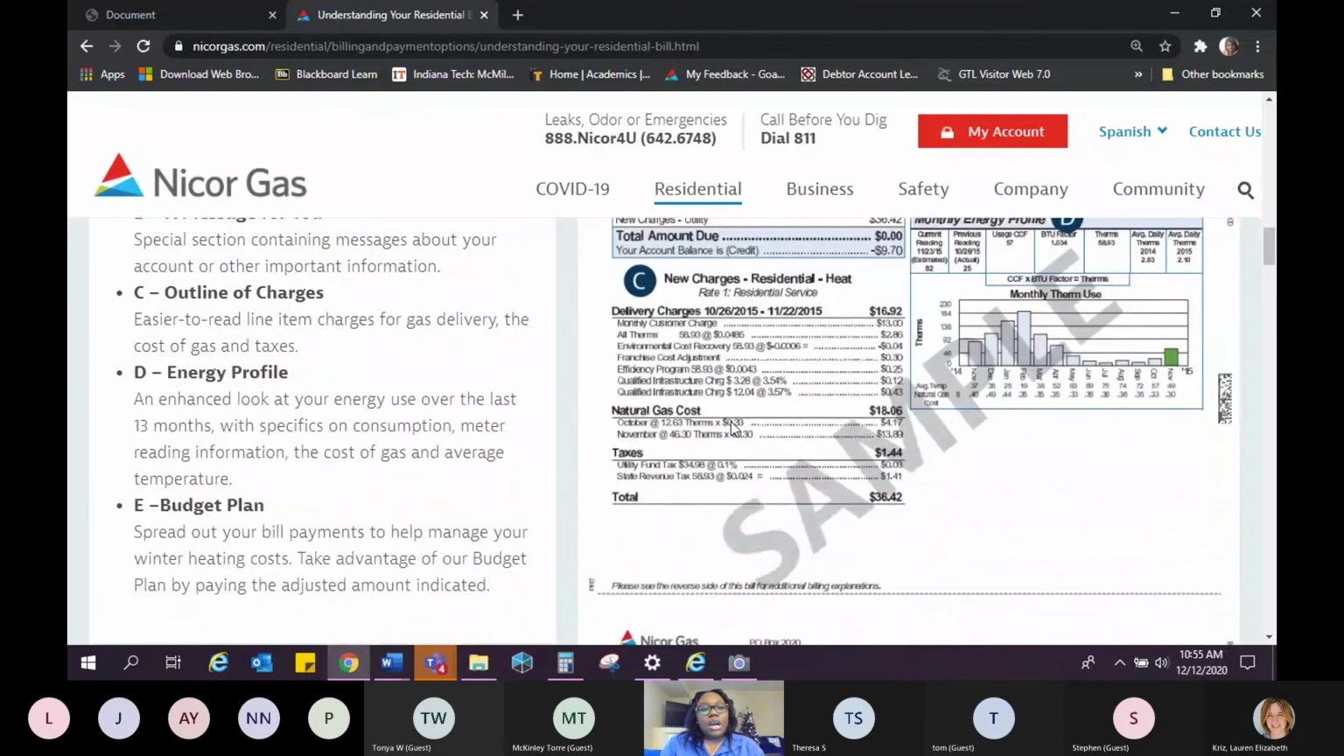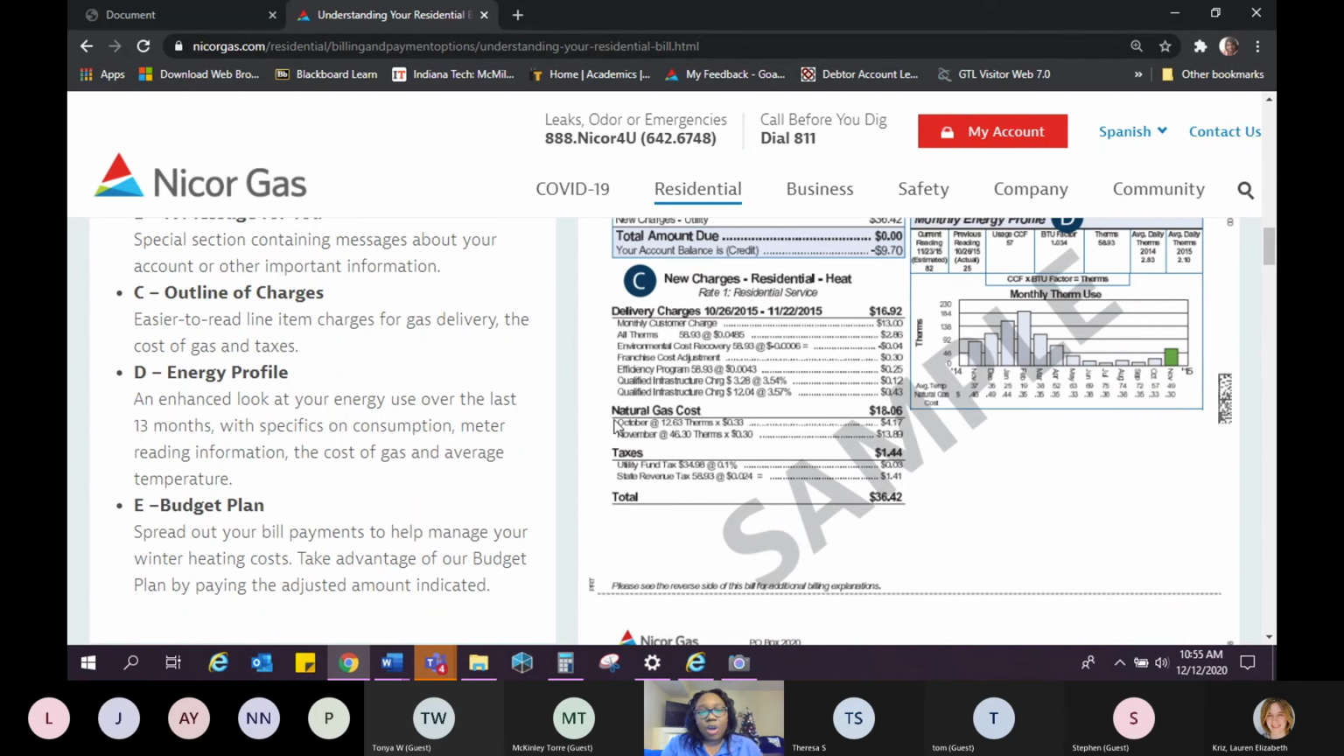What's also in C is going to be the natural gas costs. Now, this is only for those customers who buy their gas through Nicor Gas. If you have a third-party supplier, which we'll talk about in a little bit, you wouldn't see a natural gas cost in this C section. It would actually be another section of the bill.